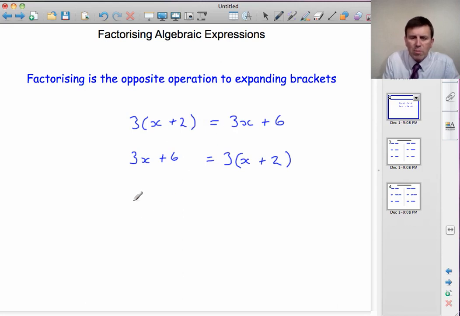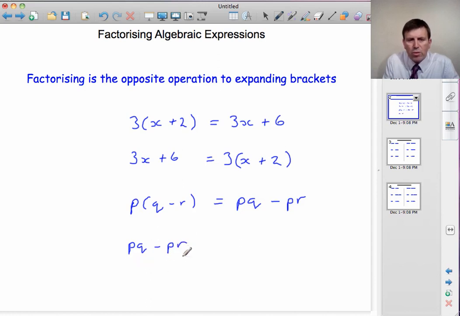Let's have a look at another example. If I had p multiplied by the bracket q minus r, and we expand that bracket, we get p times q is pq, and p times minus r is minus pr. Right, now let's go back and factorize pq minus pr. What is common to both those terms? Answer, p. So we pull the p to the front, and then we rebuild the expression.